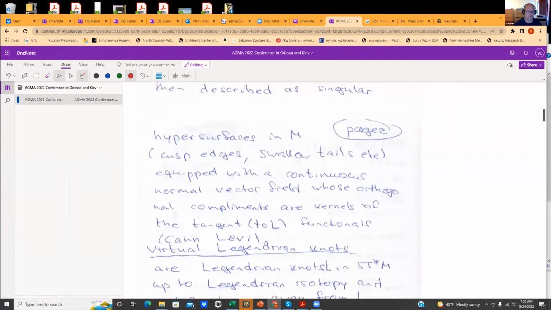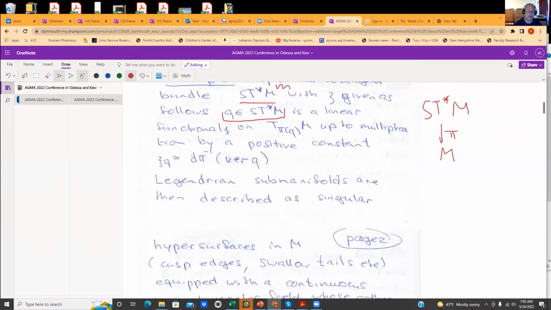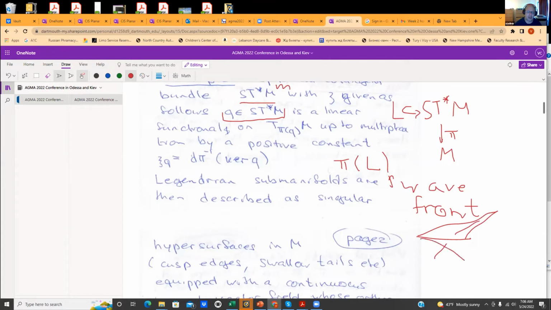Now, if you have a Legendrian submanifold here, you can consider its projection, which is usually called a wavefront. Wavefronts are not immersed surfaces. They have various singularities. They can have swallowtails, and they can have other singularities like cusp edges and double points. So they are quite singular, but they are equipped with a continuous normal vector field.